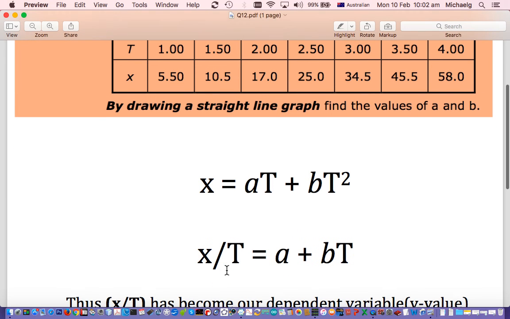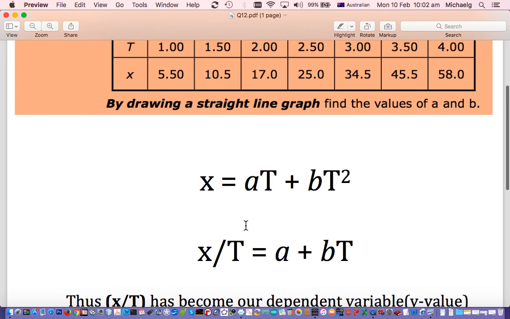Well, what we need to do is we need to do some algebraic manipulation to make the right-hand side a straight line. So what I've done is I've divided through both sides by t. So on this left-hand side, we have x divided by t. At now becomes just a, and bt squared just becomes bt. So on the right-hand side, we've effectively got a straight line.